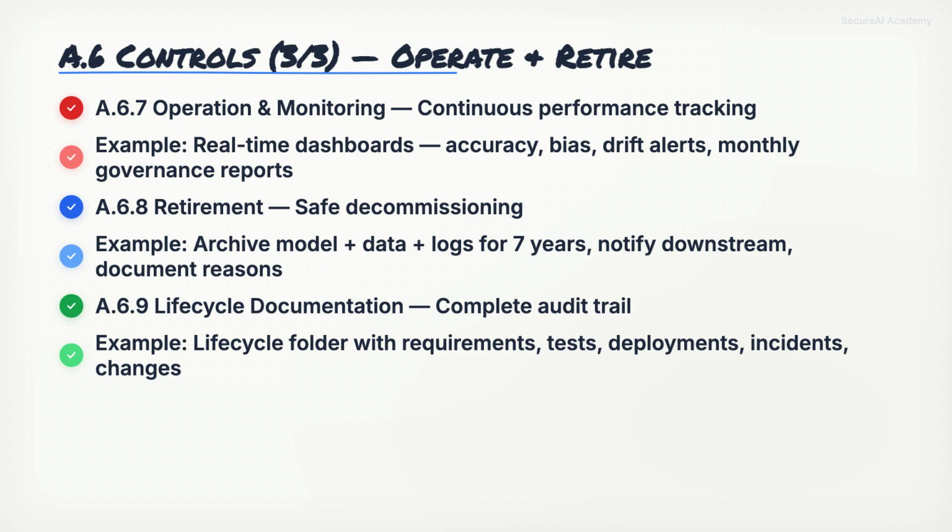Control 9. Documentation of lifecycle. Maintain records throughout. Example, every AI system has a lifecycle folder. Requirements, design docs, test reports, deployment records, monitoring dashboards, incident reports, change logs, and eventually the retirement record. This is your complete audit trail.